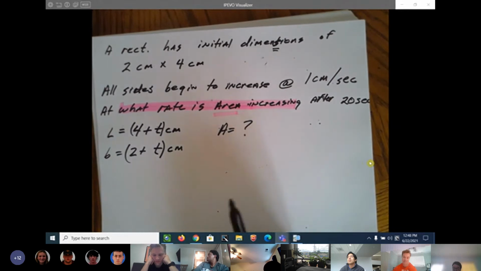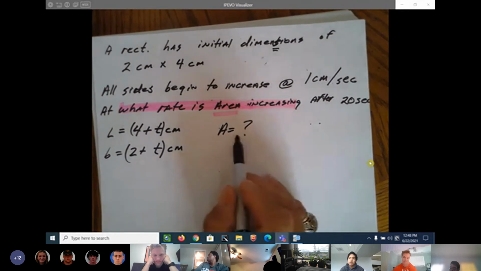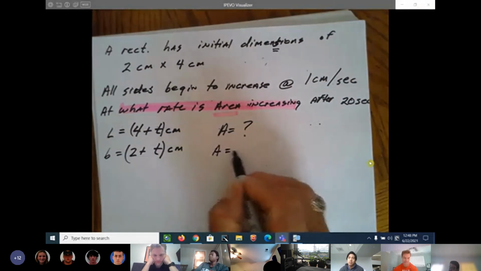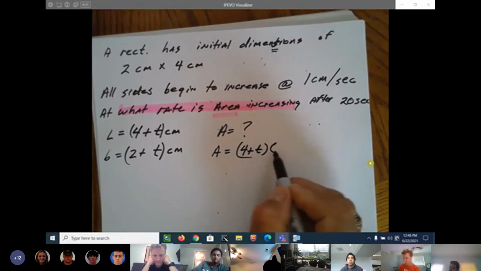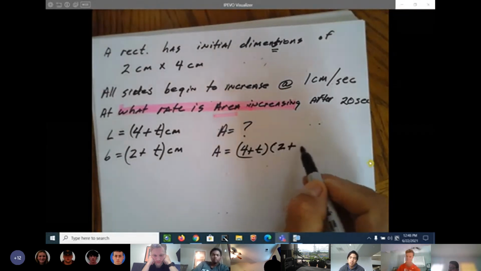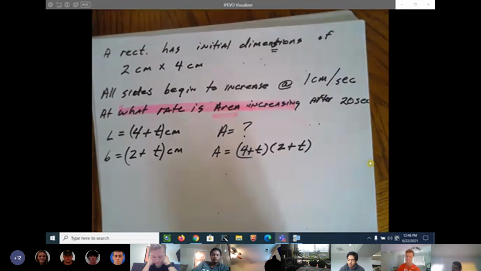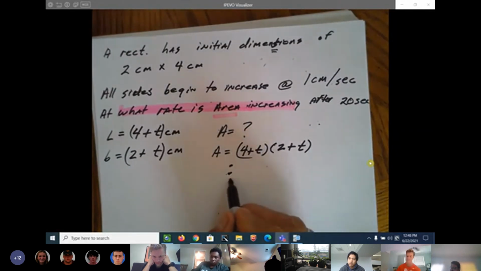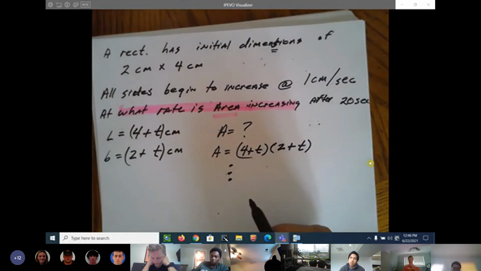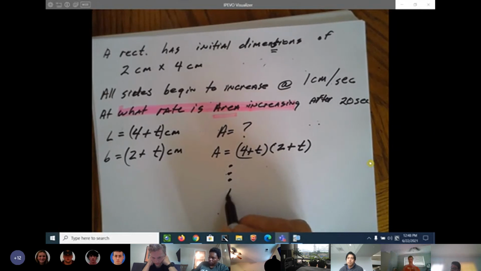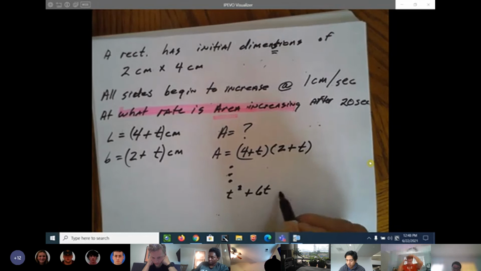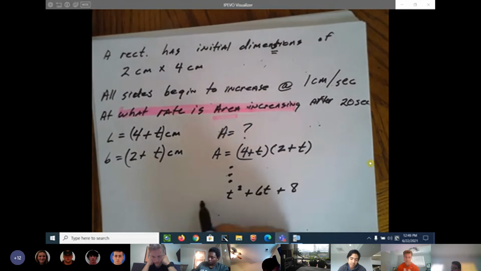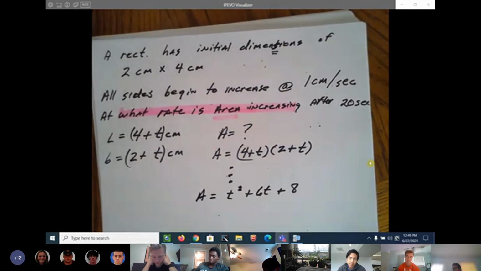All right. So A is equal to length times width, or base times height. And that's going to be, you know what to do, the FOIL method. And that's going to be what? t squared plus 6t plus 8? That's right. Okay, now do your thing.